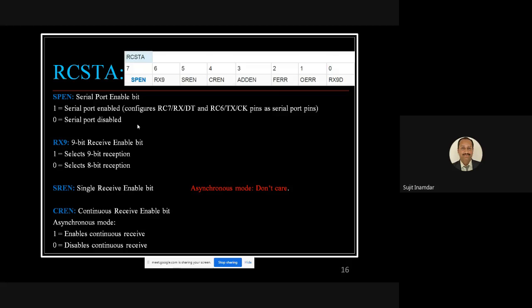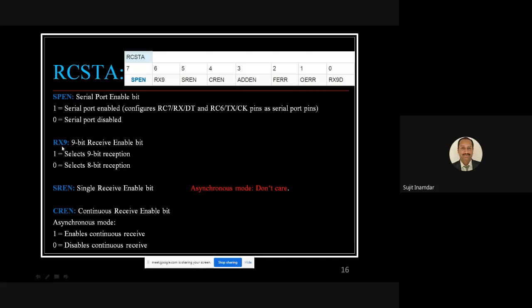25 ही ट्रान्समीटर साठी आहे आणि 26 this pin is reserved for receiver reception. So you can check the pinout diagram. तर ते एनेबल करायचं का नाही ते ह्या बिटवरनं ठरवलं जातं SPEN.